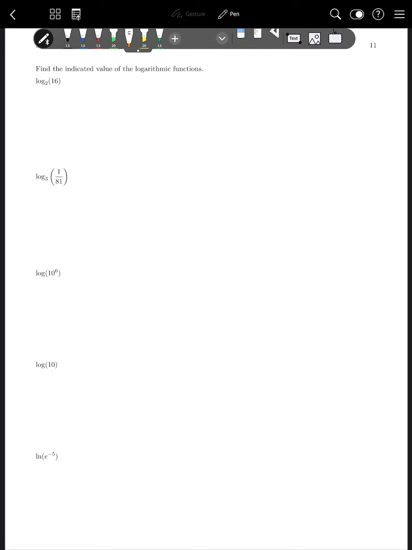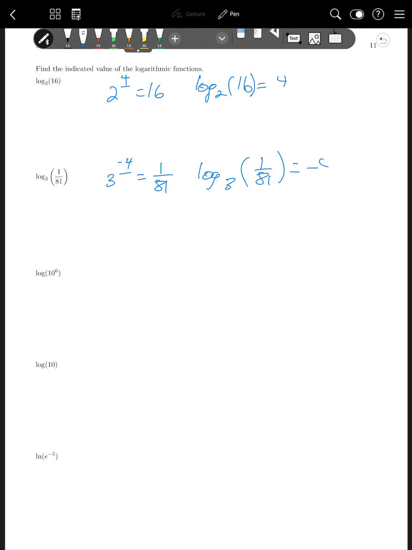Okay, so now that you've all had a chance to try these, let's run through the answers real quick. So log base 2 of 16: 2 to the what power equals 16? The answer to that is 4. So log base 2 of 16 is 4. 3 to the what power equals 1 over 81? Well, the answer to that is -4. So log base 3 of 1 over 81 equals -4.